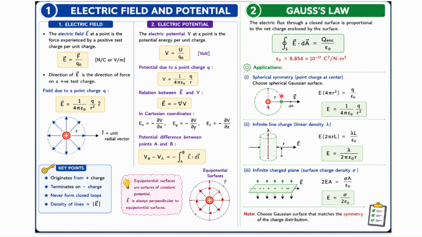So we choose a spherical Gaussian surface of radius r centered on the charge. Because of the spherical symmetry, the electric field E must point radially outwards, making it parallel to our surface area vector dA. By making this true everywhere on the sphere, the magnitude E is therefore constant across the entire sphere.